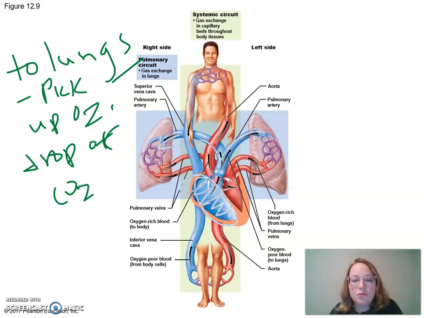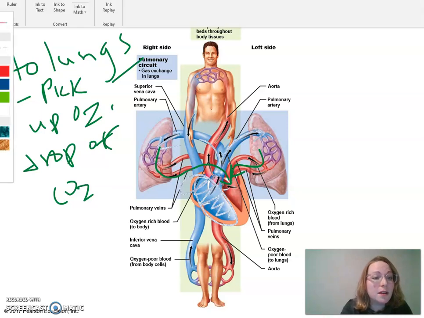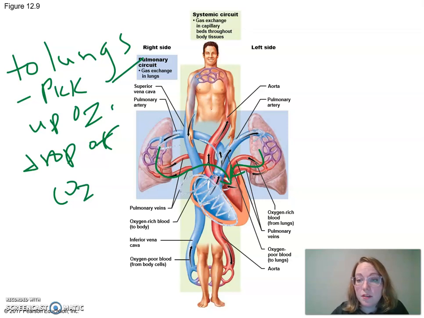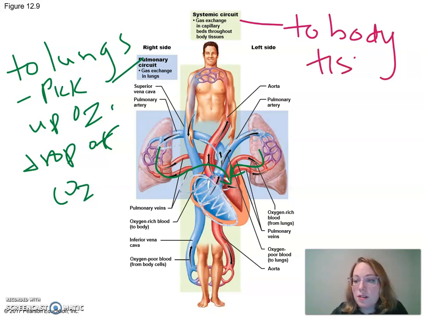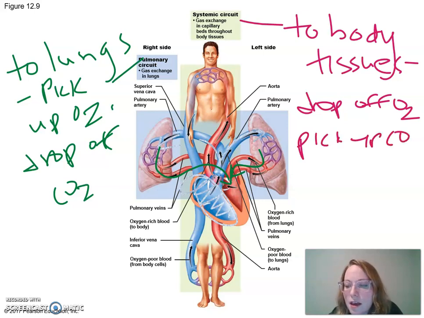So once it goes through, it comes back to the left side. And the left side is going to be the pump for the systemic circuit. So the systemic circuit is going to pump to the body, to the whole systems. So all of our body tissues, except for those that are avascular. So here, the blood is going to drop off the oxygen for them, and it's going to pick up the CO2 waste that they made. It's also going to drop off nutrients for the cells and pick up wastes.